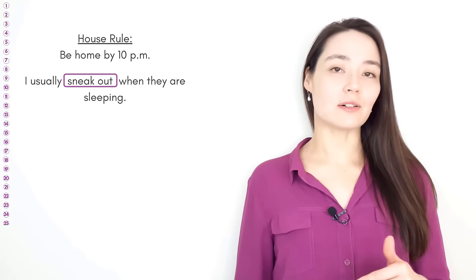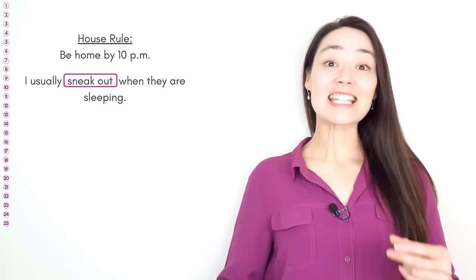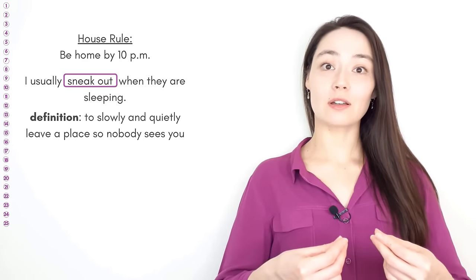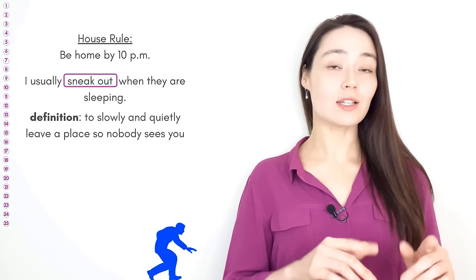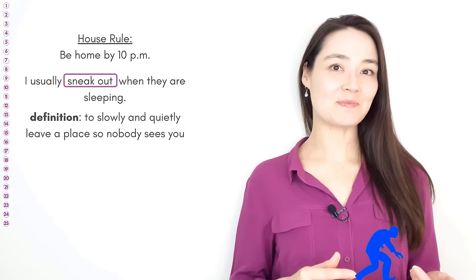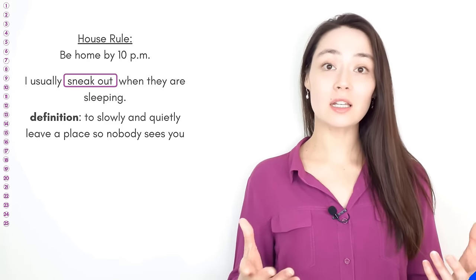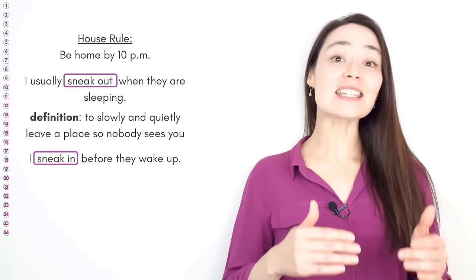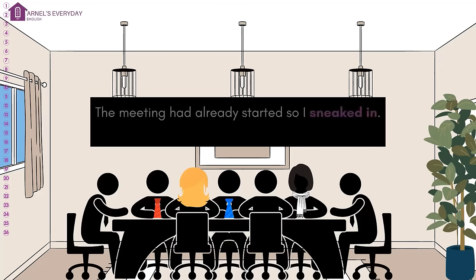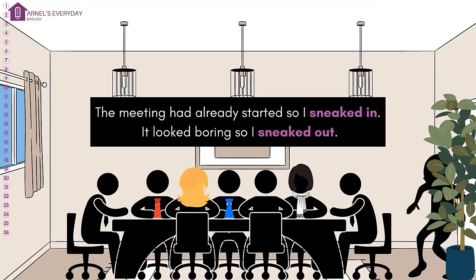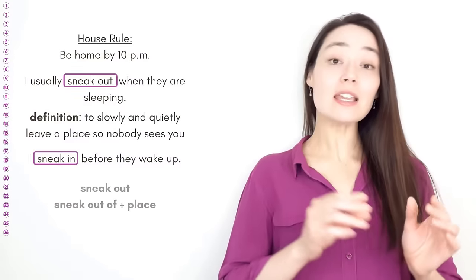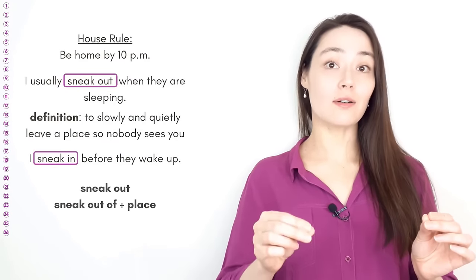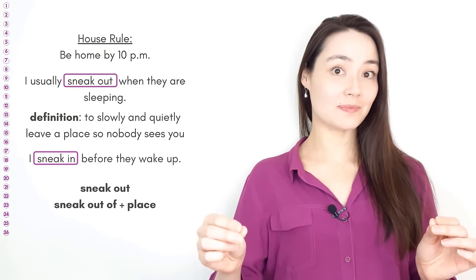I usually sneak out when they're sleeping. Definition, sneak out. You leave a place slowly and quietly so nobody sees you. What's the opposite? Sneak in. I sneak in before they wake up. The meeting had already started, so I sneaked in. It looked boring, so I sneaked out. So we can sneak out or sneak out of plus place.